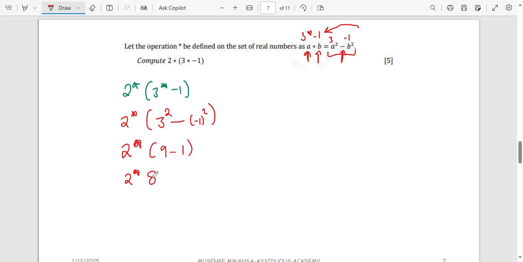Okay, 2 star 8. You can see now we have two terms again, so you do the same thing. It's just that now the first term is a 2, so that will be 2 star, and the second term is 8. What is representing A is 2, and what is representing B is 8. So where there is A, we put 2, but remember it's A squared, so that will be 2 squared. Where there is B, we'll put 8 squared. So this means 2 squared minus 8 squared. 2 squared is 4, 8 squared is 64, and that is going to give us negative 60.